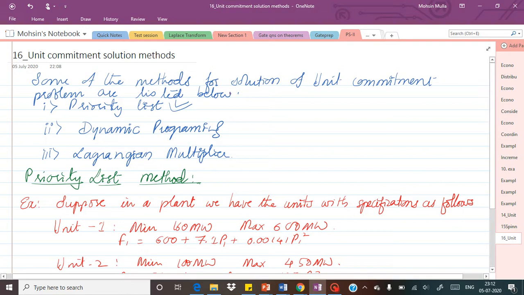Basically there are three methods that we are going to see. The first method is the simplest one, the priority list method. Then there is the dynamic programming method for more complex combinations. Then there is also the Lagrangian multiplier method that we are going to consider. Let us first consider the priority list method.